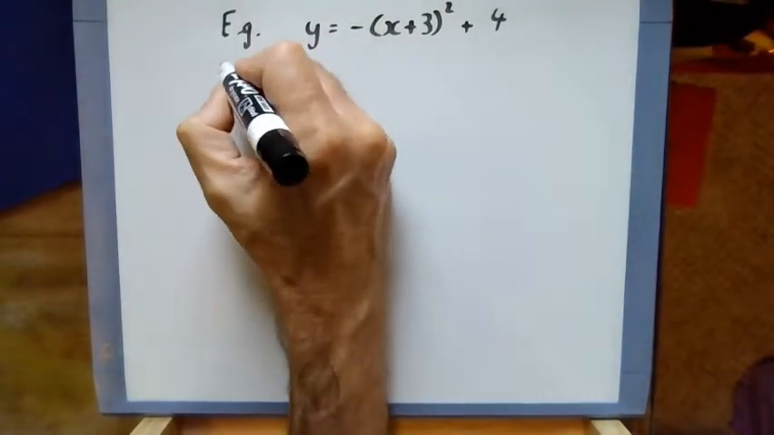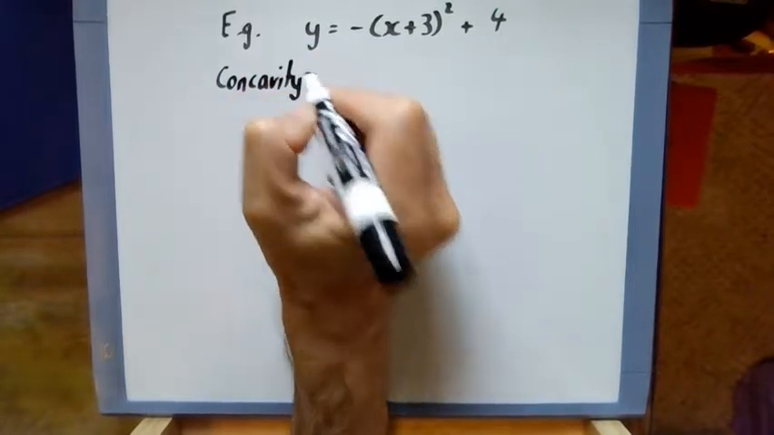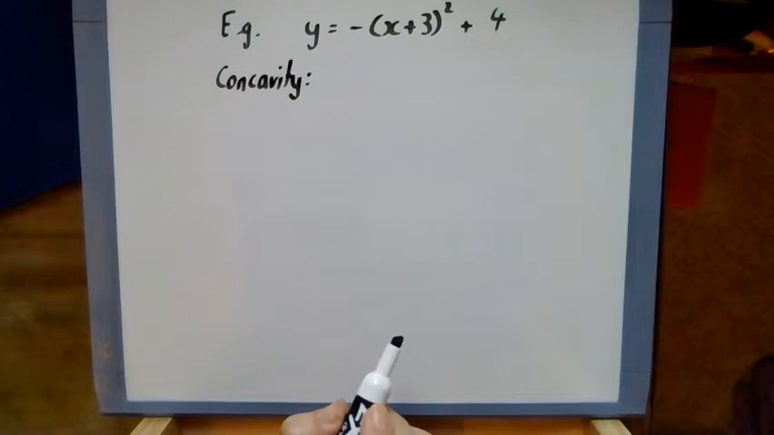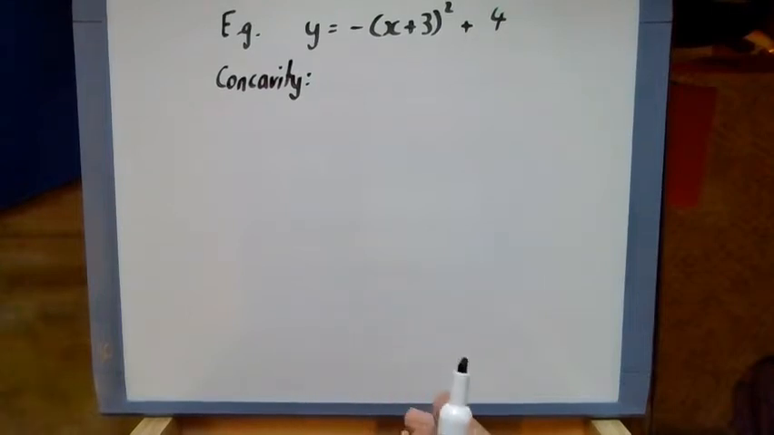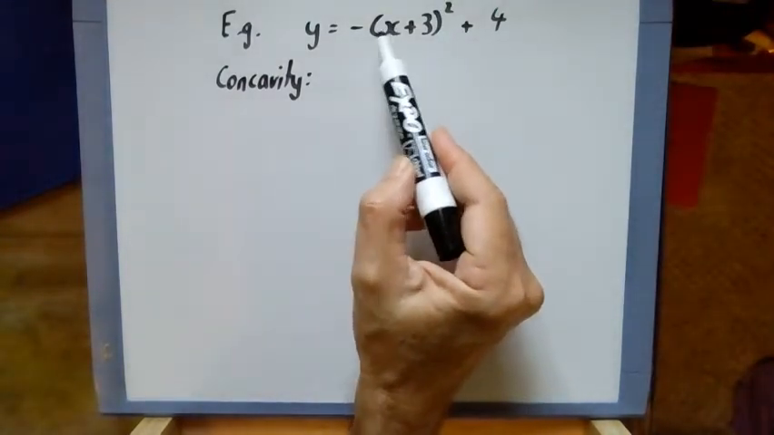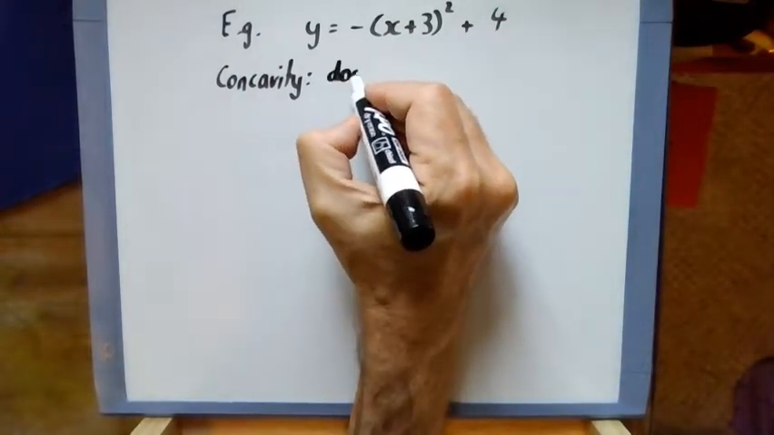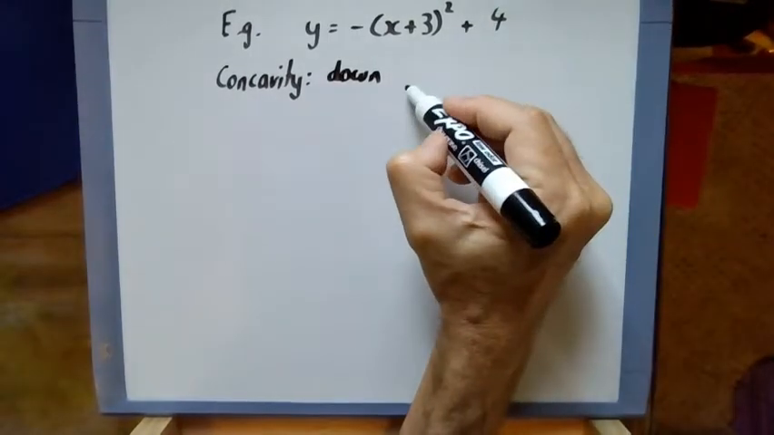It does tell us the concavity, because the concavity is still positive or negative, up or down, depending on what happens in front of the x squared. Well, there's only one way to get an x squared. It's this x times this x, and there's a minus out the front. So it's concave down. It's a parabola that looks like this.